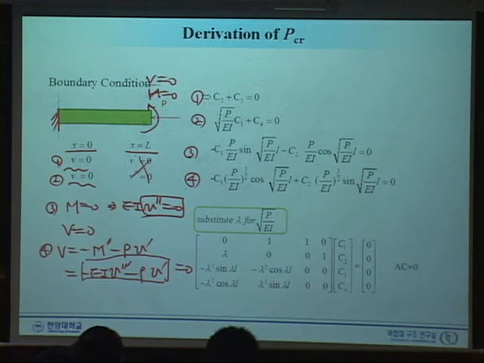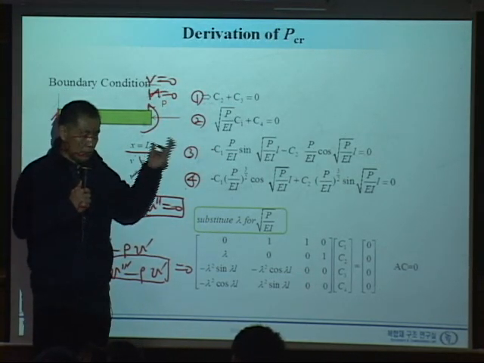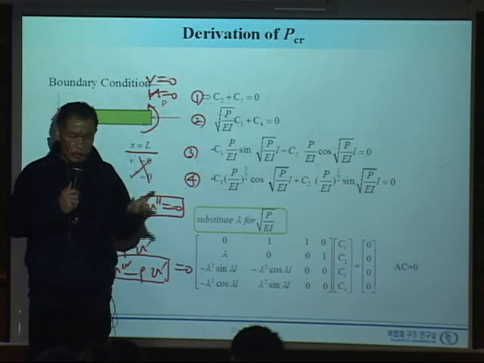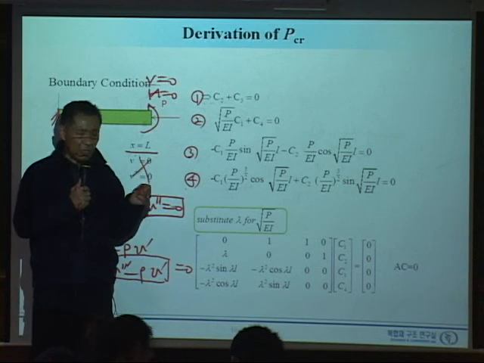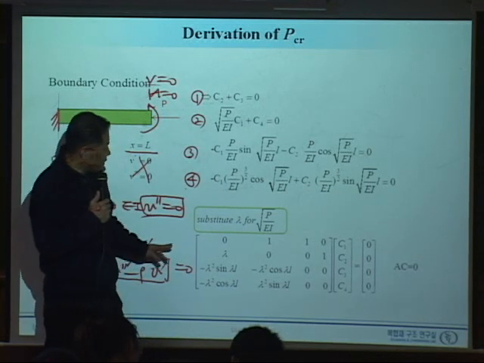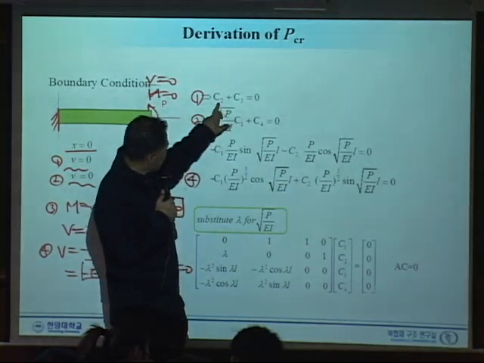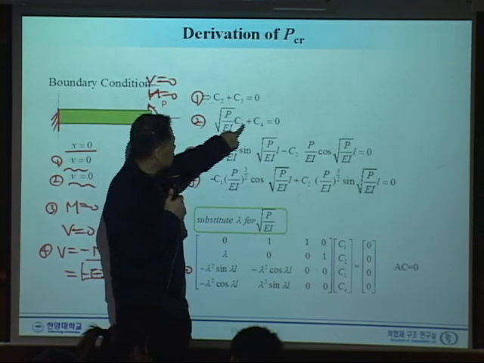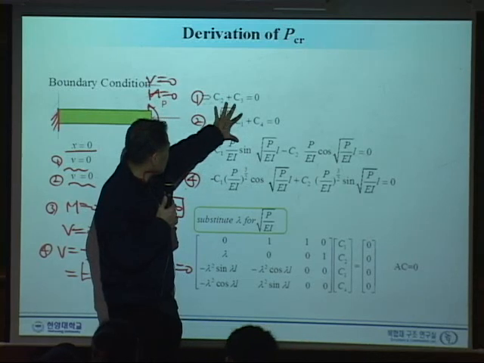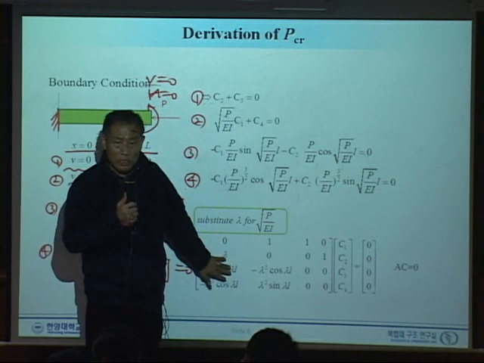Now, the procedure was that the general solution V is in terms of four integration constants, and we had four boundary conditions, and that's why we have four equations, linear in terms of C. So just for convenience, we change these four equations into a matrix equation.